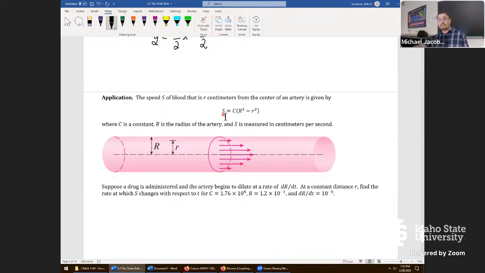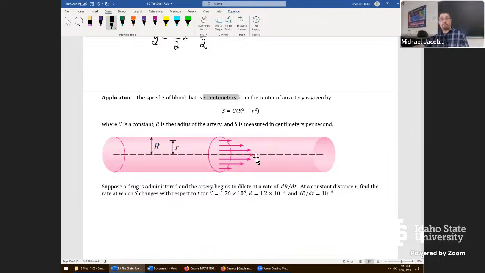So here we have something that's like a velocity in a certain sense. The speed of blood, that is, our centimeters from the center of an artery, is given by that equation. So depending on how far your blood platelet is away from the center, it affects the speed because of the flow dynamics somehow with human blood and veins.